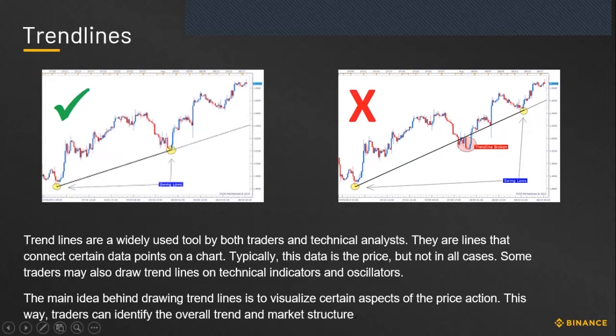These are lines that connect certain data points on the chart. Typically this data is the price, but not in all cases. You must understand, not in all cases. Some traders may also draw trend lines on a technical indicator or an oscillator as well.